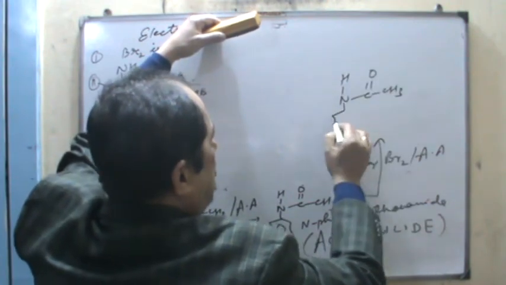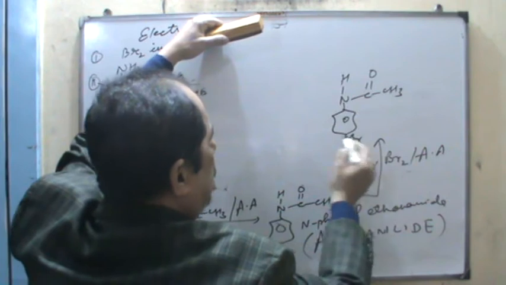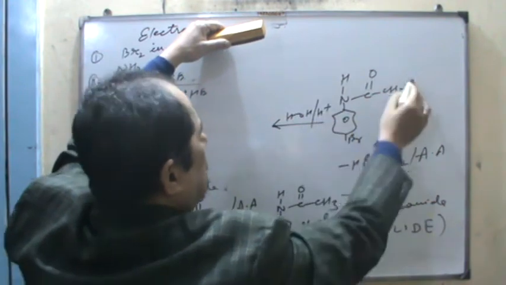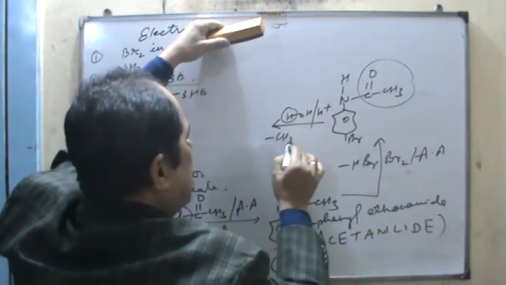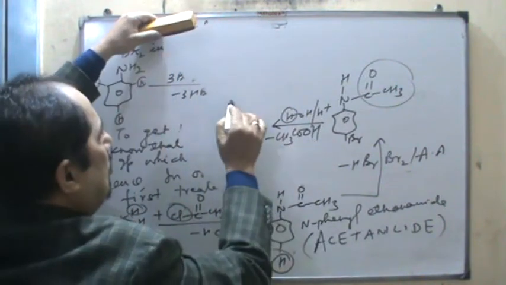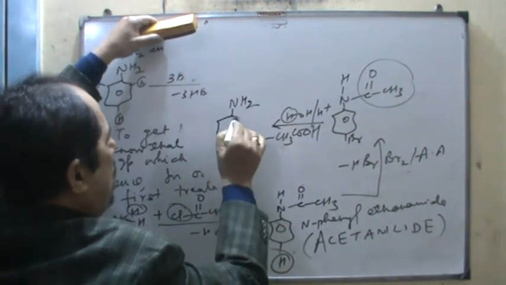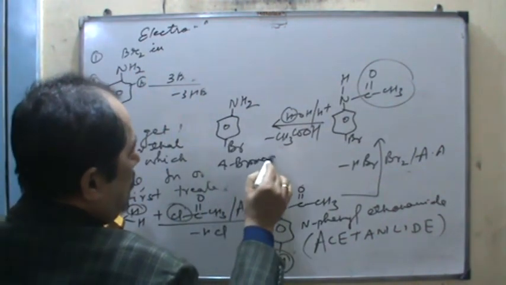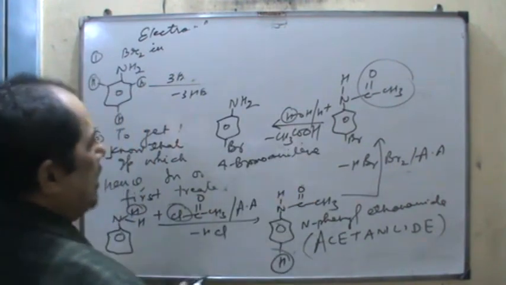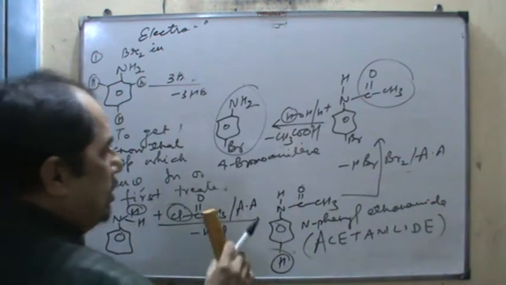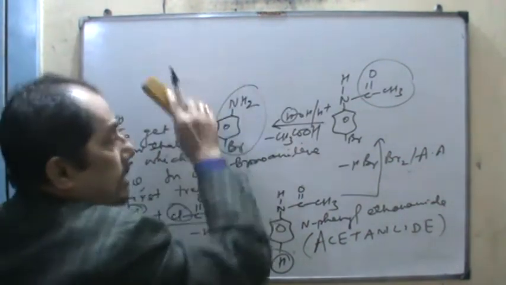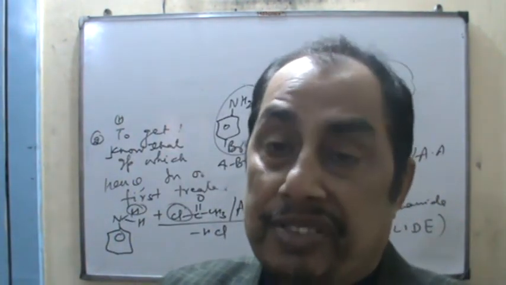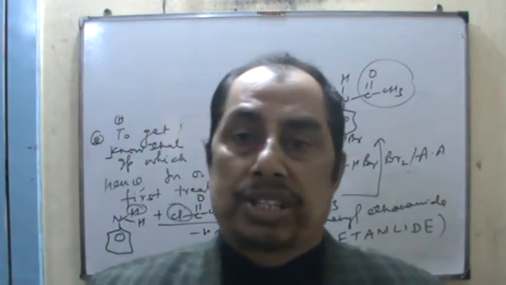NHCOCH3 para bromo, or 4-bromo aniline. It is hydrolyzed in acidic medium. This H and minus CH3COOH, NH2, or 4-bromoaniline. It is 4-bromoaniline. The single product is obtained. Therefore, it is very important to keep in mind, if you want to prepare a single product, we first deactivate it by providing acetyl chloride.